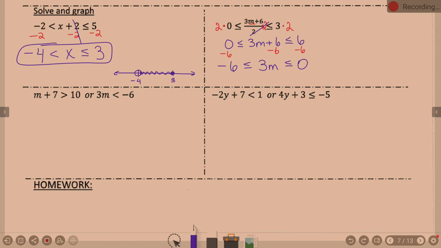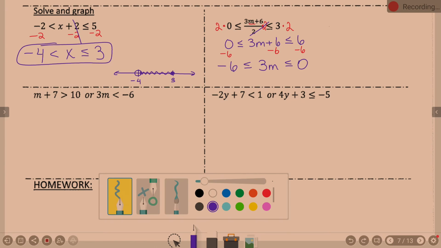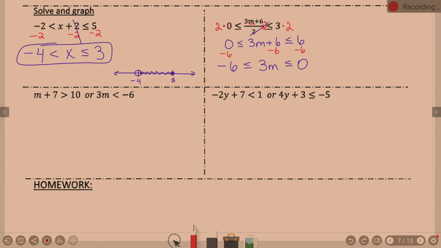Alright. Why am I not done yet? Because there's still 3 with m. And now you just divide by 3. What's keeping the 3 and m together? The multiplication, so we're going to divide. Negative 6 divided by 3 is negative 2. Carry down the sign, less than or equal to. 3m divided by 3 is m. Carry down your sign, less than or equal to. 0 divided by 3 is 0.